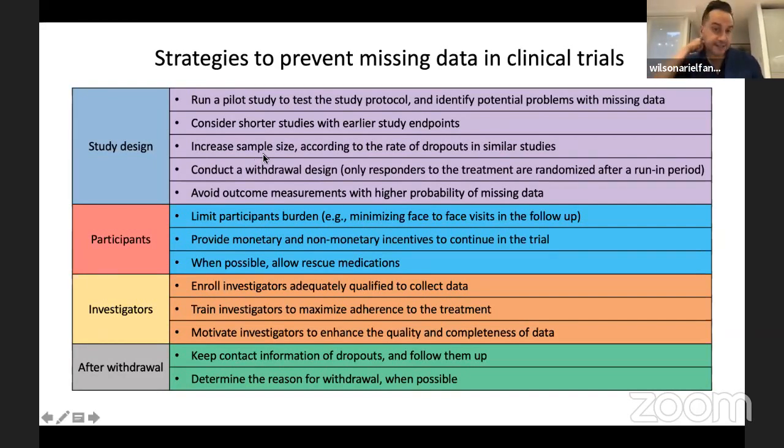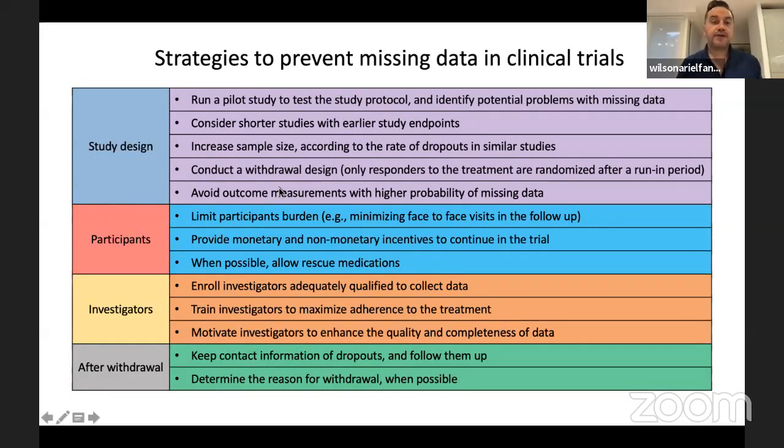Increasing the sample size, as I explained to you before, according to the rate of dropouts in similar studies. But roughly speaking, in terms of the sample size, 20% is acceptable to increase the sample size, and more than 20% of missing data is a little bit worrying. But again, it depends on the context of your clinical trial.